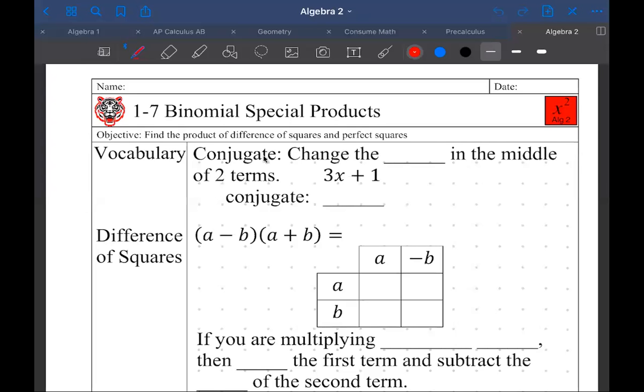We are in Algebra 2. Today's lesson is 1-7, binomial special products. Today's date is Friday, September 4th, 2020.